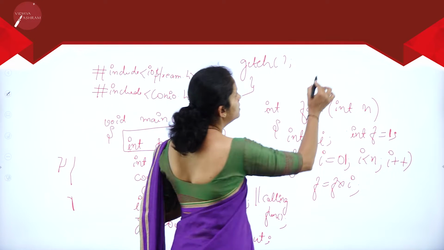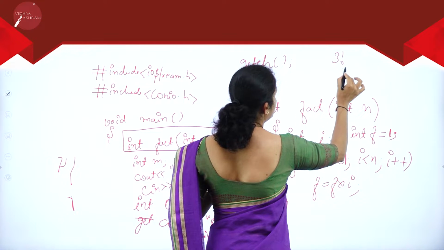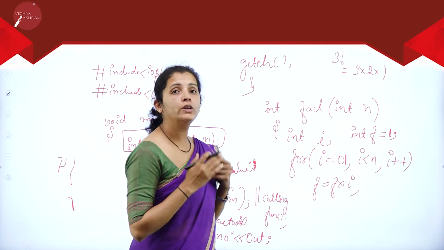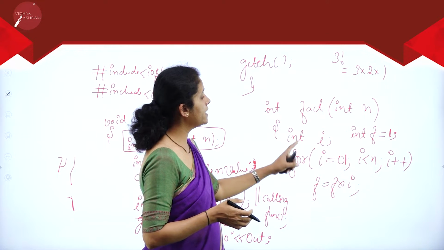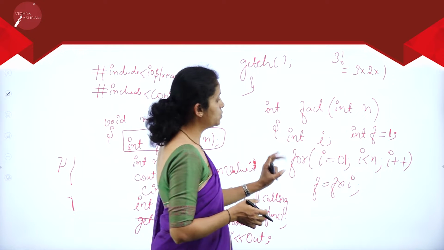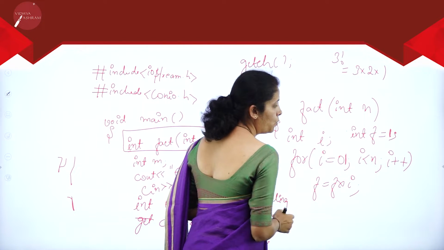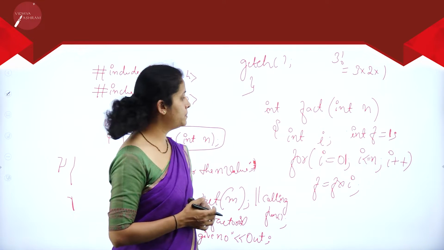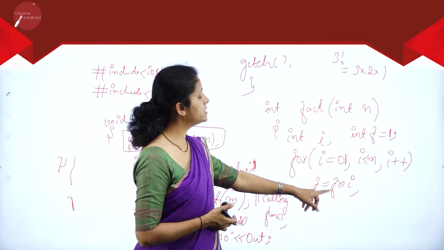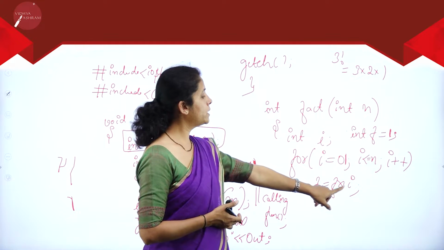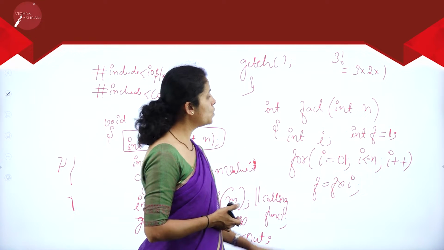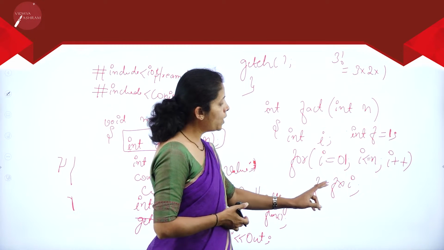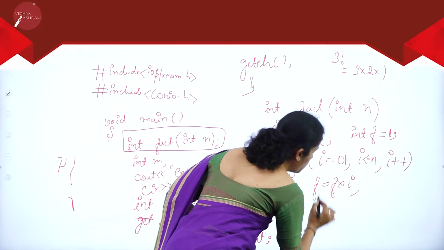For example, it is 3 factorial. So I need to get 3 into 2 into 1. So dear student, let me trace this example. So here i is 1, then i less than or equal to n, i plus plus. So initially what is f? f is 1. And what about i? i is 1. So 1 less than 3, it is true. So 1 into 1, f is 1 now.